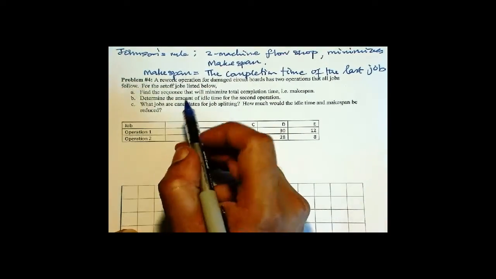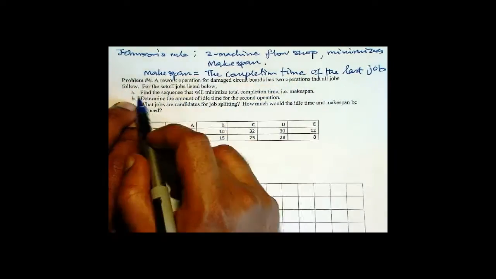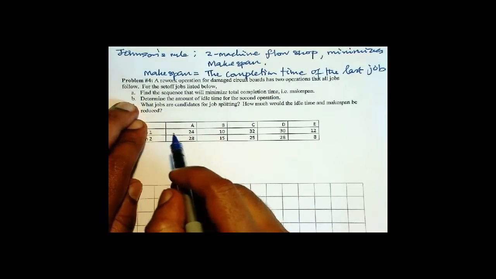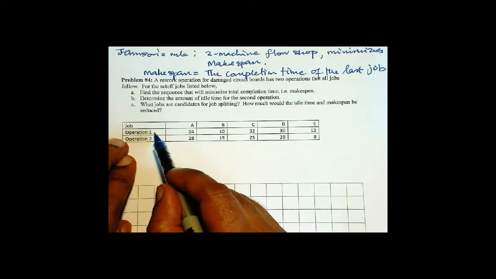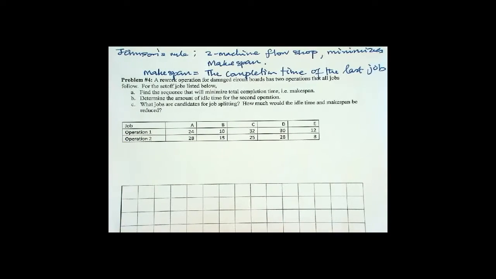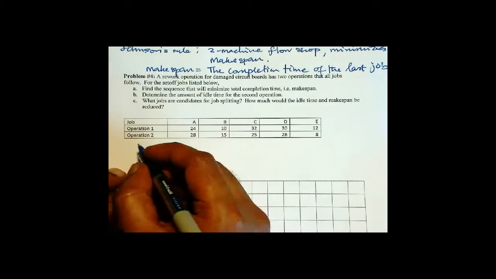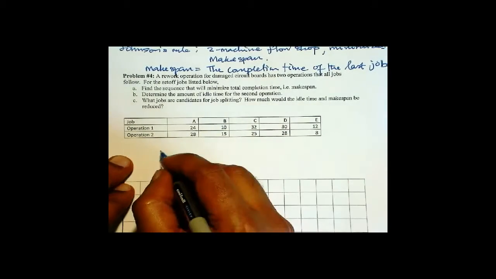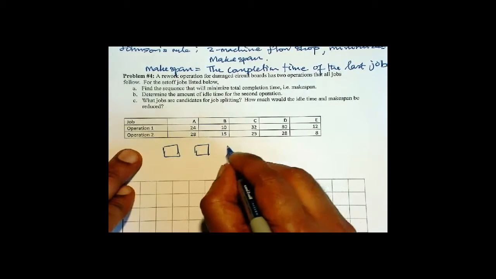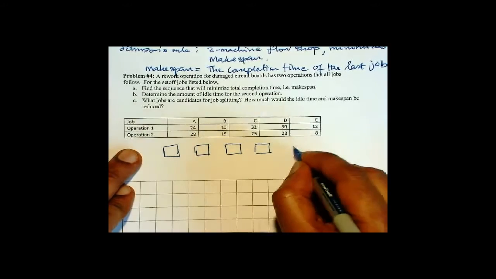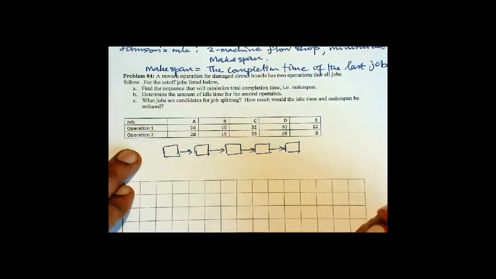So we have a rework operation for damaged circuit boards, which has two operations that all jobs follow. Okay. And here the jobs are listed. So first you have to go to operation 1. Once that is completed, then you have to go to operation 2. So what we're going to do now, step 1, is to determine the sequence. So you have job 1, 2, 3, 4 and 5. So this is the sequence, right?